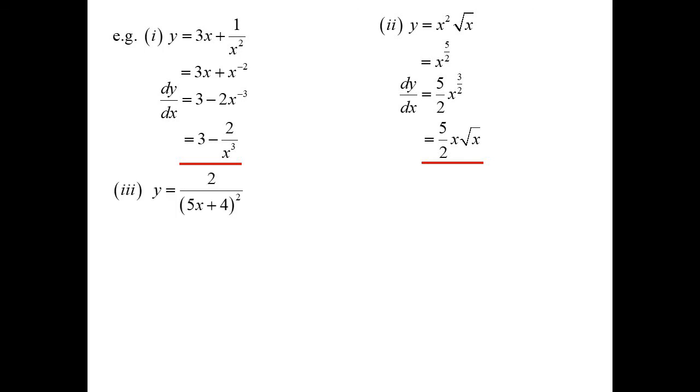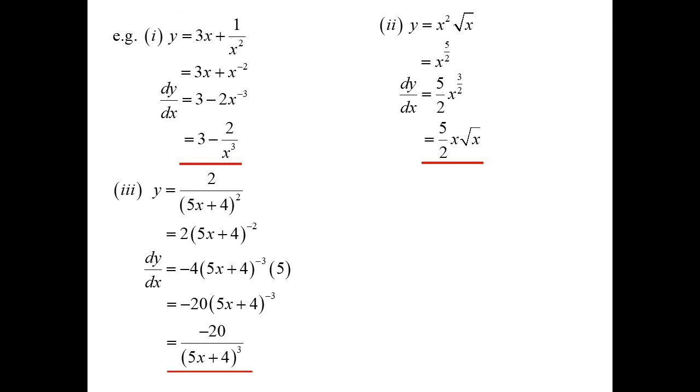Again, I'll change it into index form, so we get 2, 5x plus 4 to the negative 2. So we'll use our rule from yesterday, anarchy, bring down the power. So minus 2 comes to the front, we get minus 4, lower the power, negative 3, diff the inside, 5. So we have mere mortal answer, minus 20, 5x plus 4 to the power of negative 3, super mathematician, minus 20 on 5x plus 4, all cubed. And it looks nicer too, don't you think?